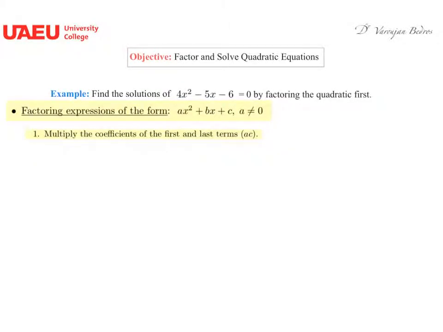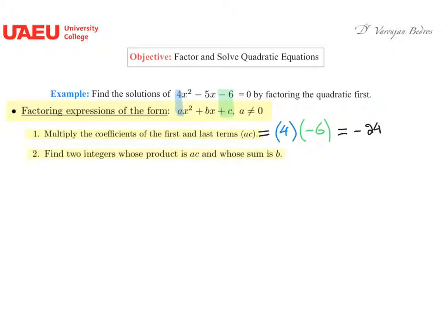In step 1, we will multiply the values of a and c. That's 4 times negative 6 equals negative 24. In step 2, we want two integers whose product is a times c and whose sum is just b. To do this, we make a list of all the factors of AC, which is negative 24, and then check which of these factors will add up to b.